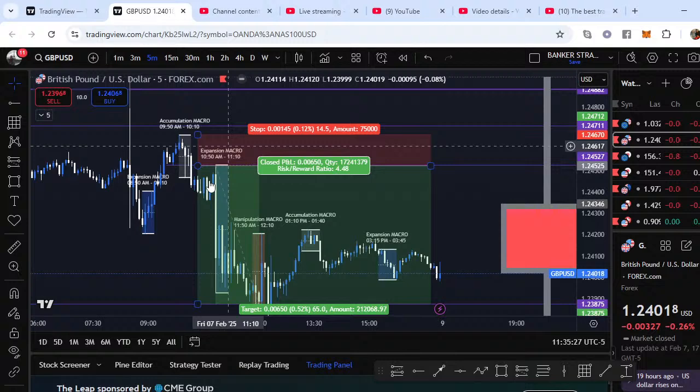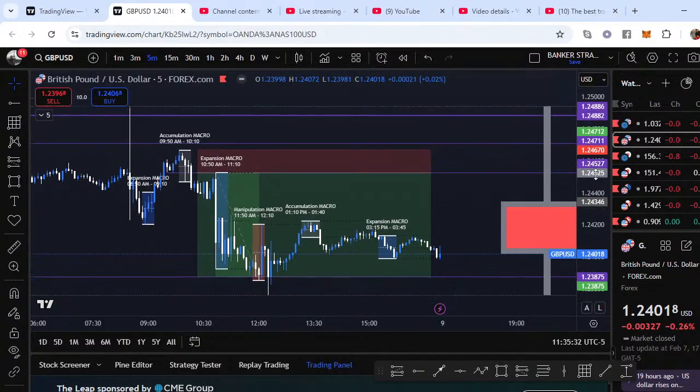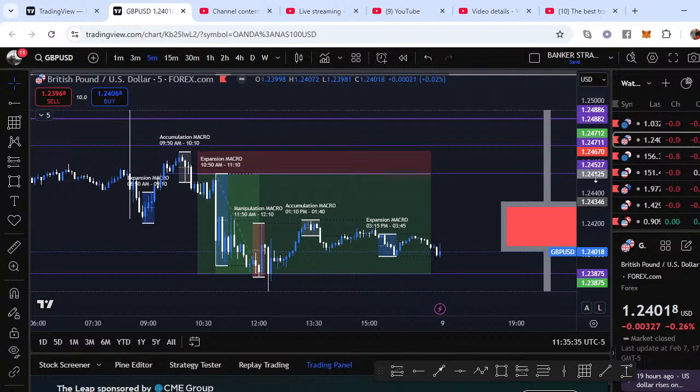Right here. That's it. That's all you got to do. Wait for this candle to show a willingness to sell. That is it. Once you see that, whoosh.